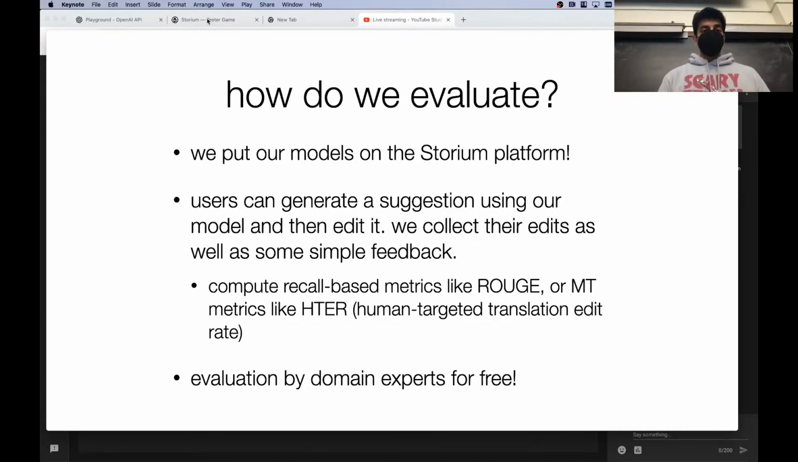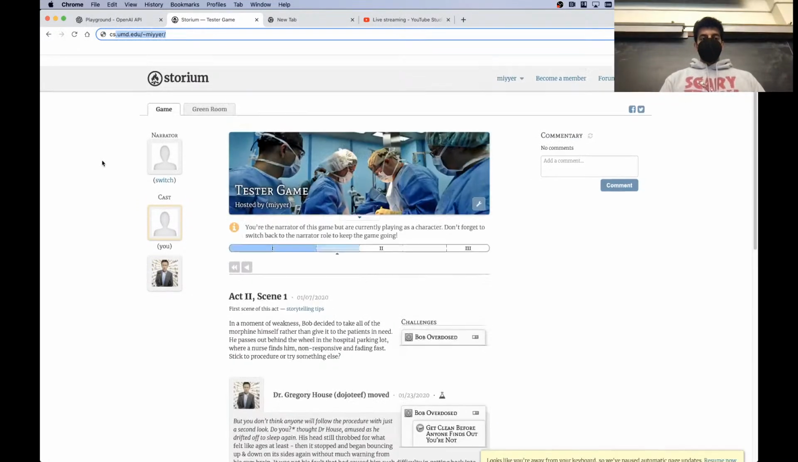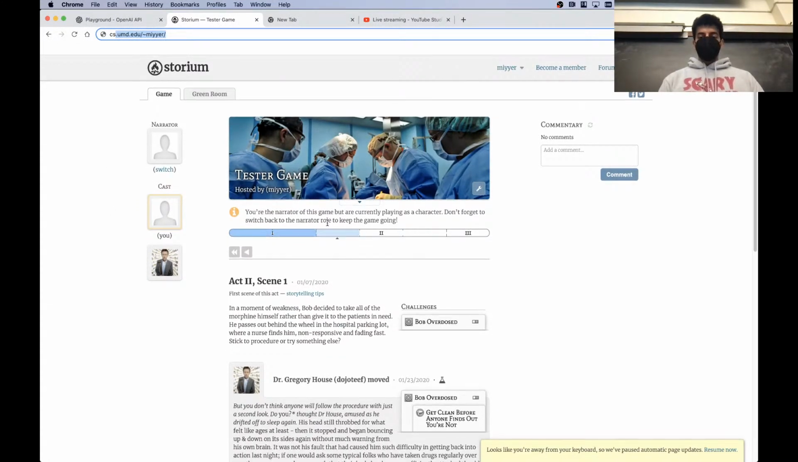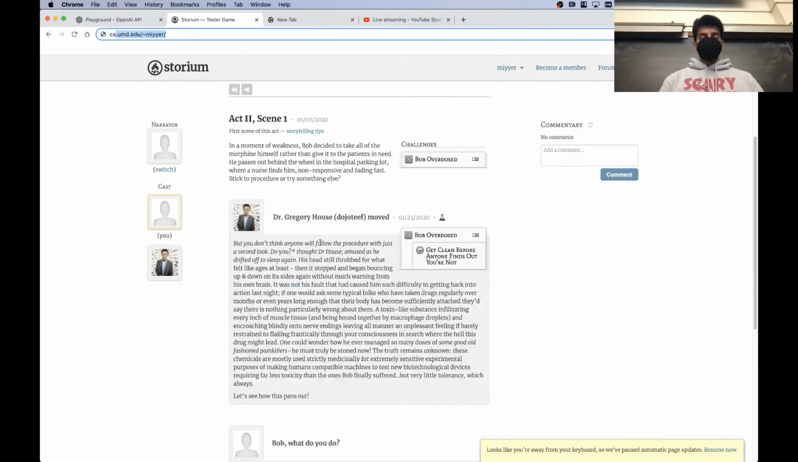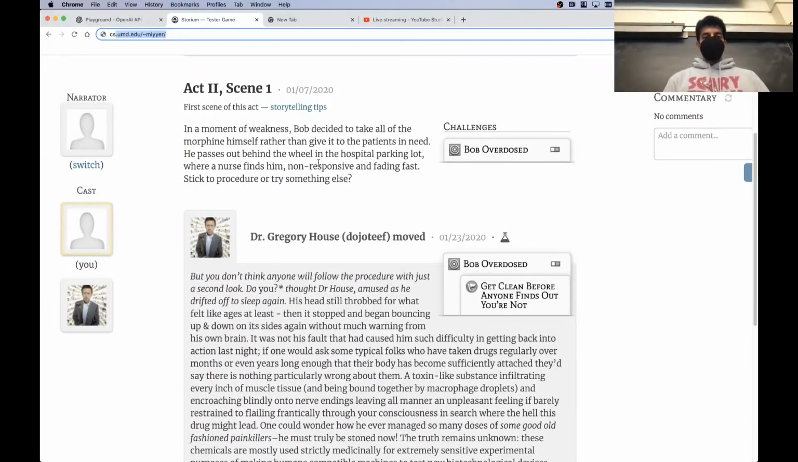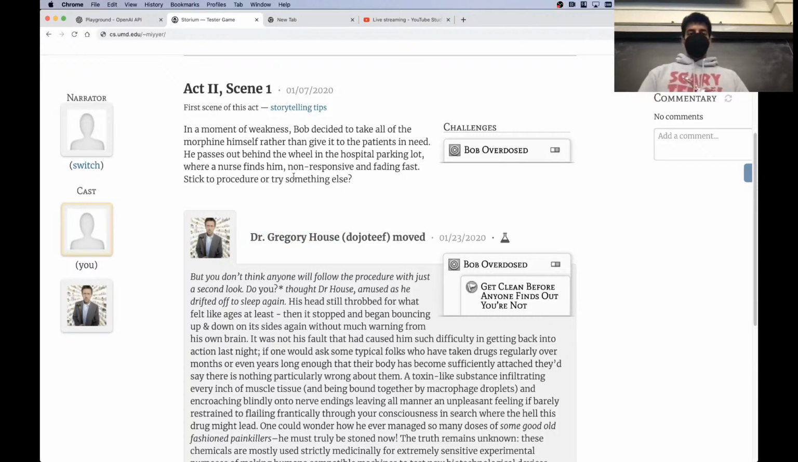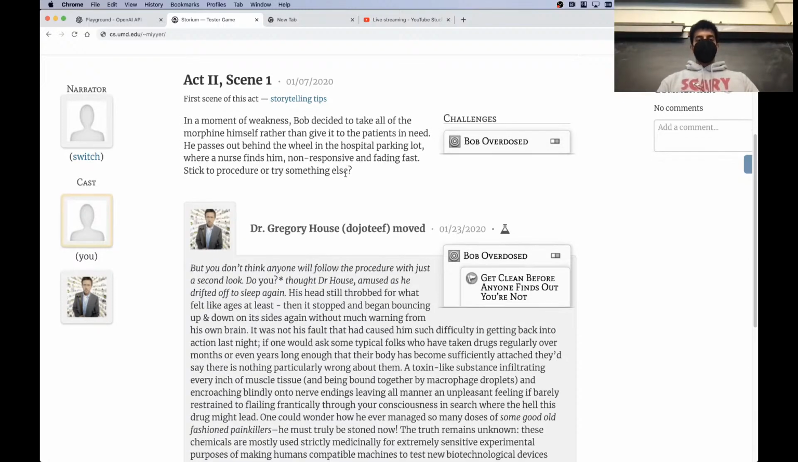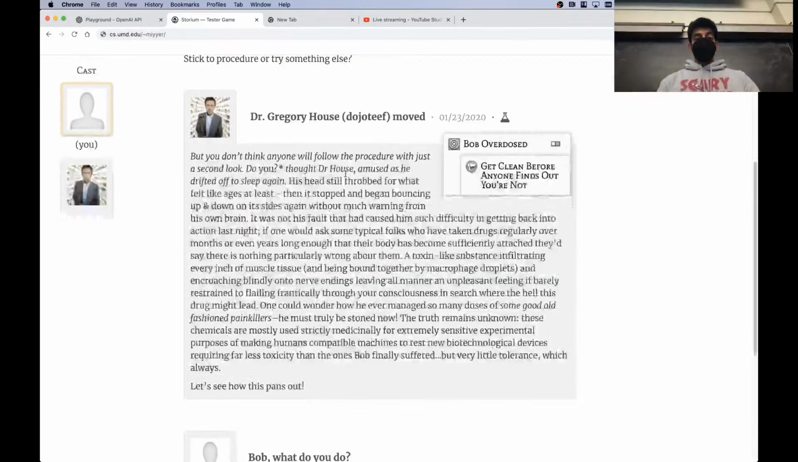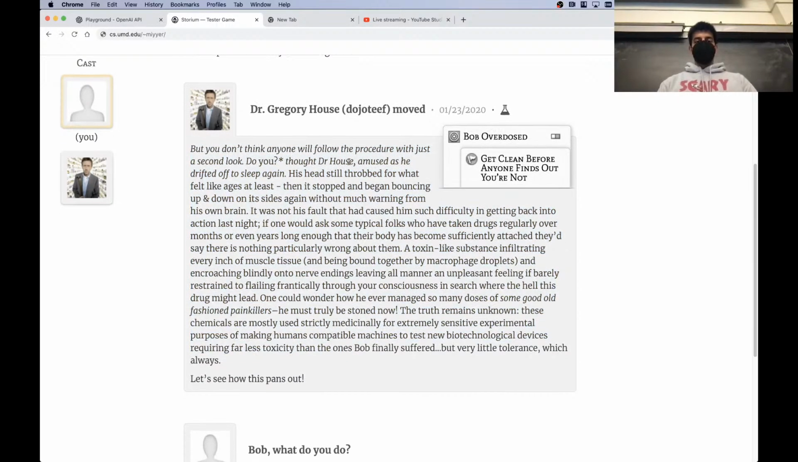So I can actually show you, I hope this works. We had this test game that we used to develop things. Let me make it bigger. Here there's just two users, me and my PhD student. He decided to make the character Dr. Gregory House. The scene is, there's some character named Bob who is a doctor and took all of the morphine himself rather than give it to the patients in need. So bad things happened to him, and I guess my student wrote this entry about what the doctor tried to do.